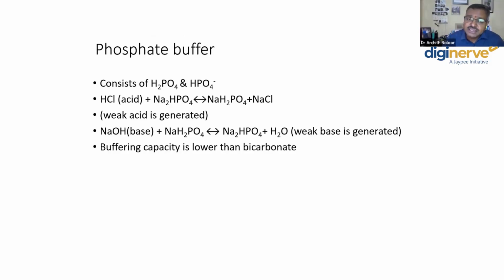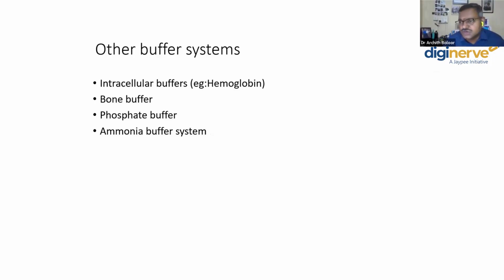Here it consists of the H2PO4 and the HPO4 minus. So these are going to neutralize the acid, either when there is an acid excess or sometimes a base excess. Whenever it is there, it forms compounds which can be excreted through the kidney. But please remember the phosphate buffer system is a little weaker compared to the bicarbonate. The bicarbonate buffer system is the strongest.